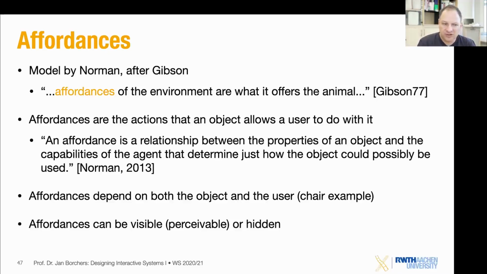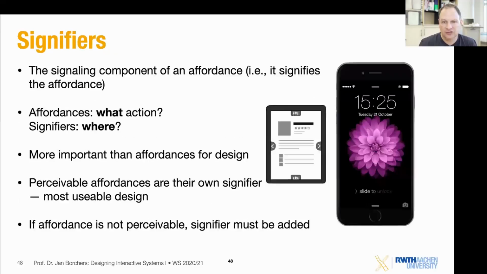The second thing is that affordances can be visible or perceivable, as Norman calls it, or they can be hidden. You can have an affordance that you can clearly see, like a chair lets you sit on it, and it also suggests that you sit on it. It's visible, right? Nothing hidden about it. But some affordances may be hidden away, and in that case, we have to do something to make that affordance visible. And that's where the second concept of Norman comes in, which is called signifiers.